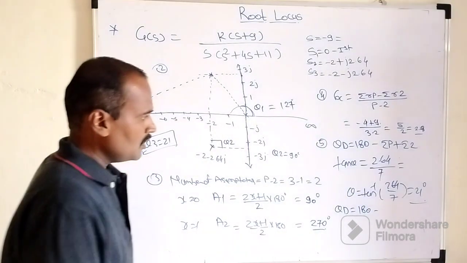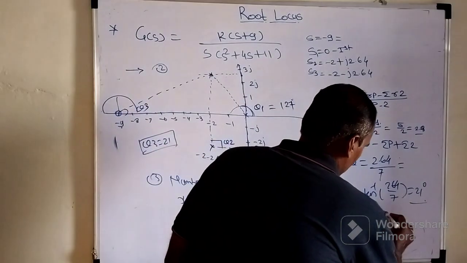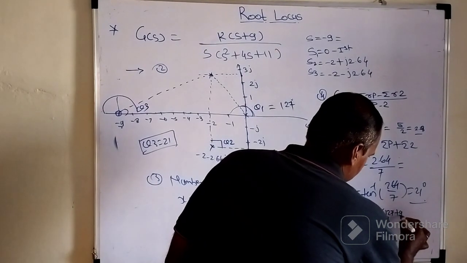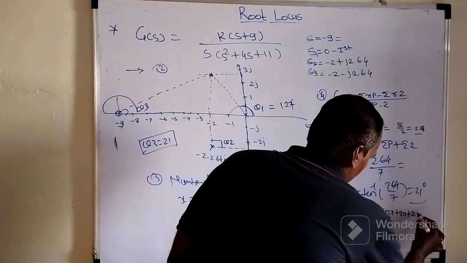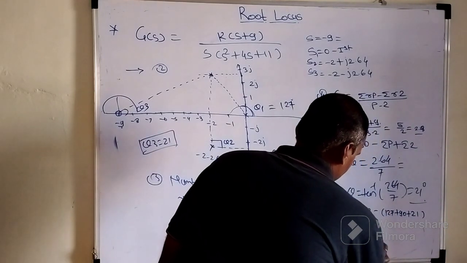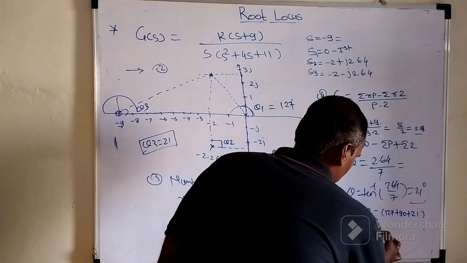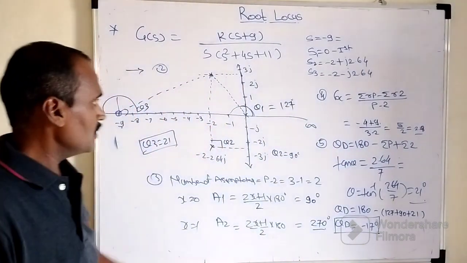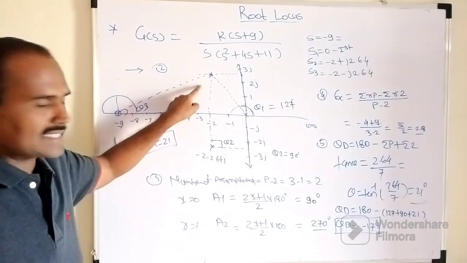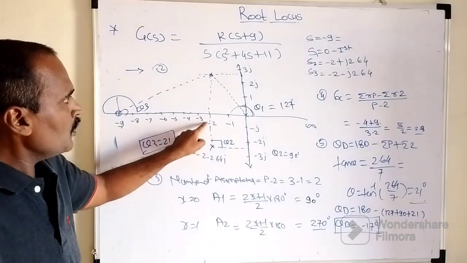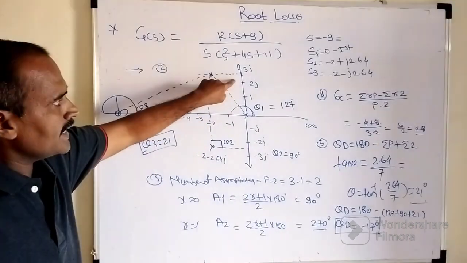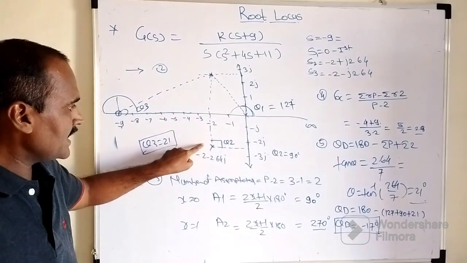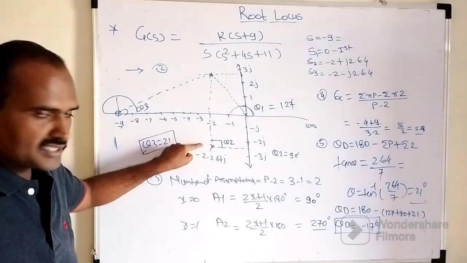Which equals how much? It is 21 degrees. So the angle of departure for this pole equals 180 minus (127 plus 90) plus 21, right? So angle of departure equals minus 17 degrees, right? For which pole? The one located in quadrant number 2, whose location is -2 plus 2.64j. Similarly, another pole is located at -2 minus 2.64j.